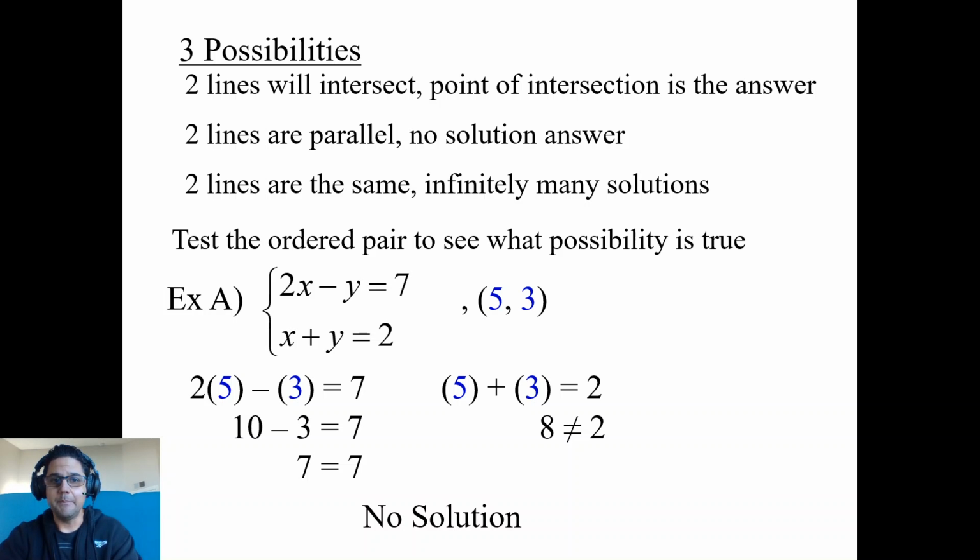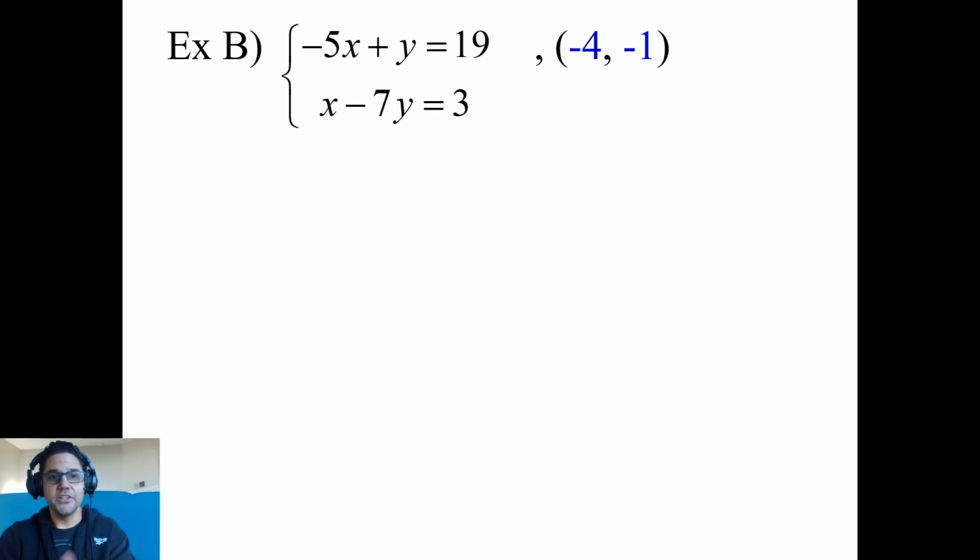Now, this does not mean that they are parallel lines. It just means that (5, 3) isn't the answer. So if it was a multiple choice problem, you would guess and check again. But again, on your homework, we give you the numbers to work with. So let's try this one.